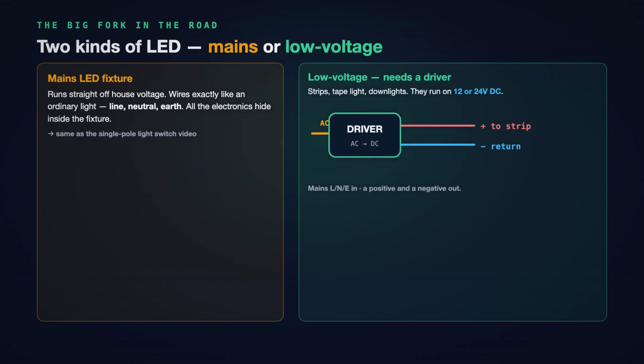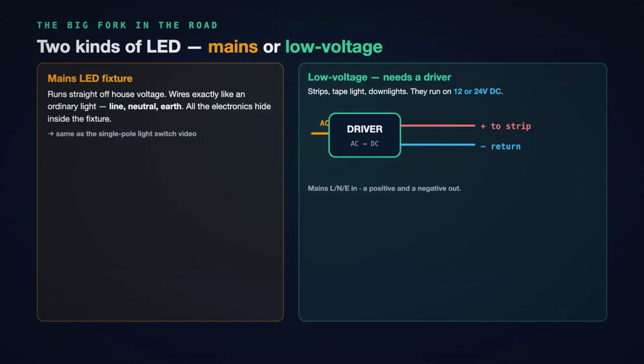The other world is low voltage. LED strips, tape light, under cabinet bars, downlights fed from a box. These do not run on mains directly. They run on 12 or 24 volts of direct current. And that is where the driver comes in. A driver is the power supply that converts mains alternating current down to low voltage DC.